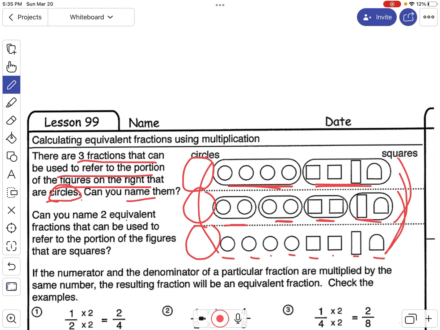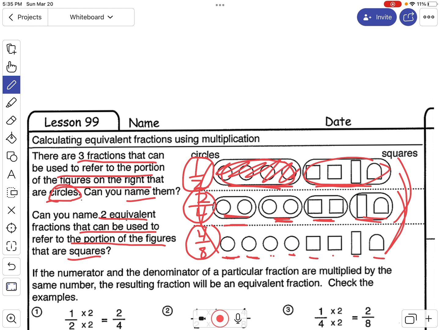So what you should have written here, pause the video and try that if you haven't paused it yet. Right here we have half of the shapes are circles, right? Half of them, because they got one group circled out of two total groups. And then here we've got two groups circled that are circles, and there's a total of four groups, so 2/4 could name the circles. And then down here we've just got four circles out of 8 shapes. So we've got 4/8.